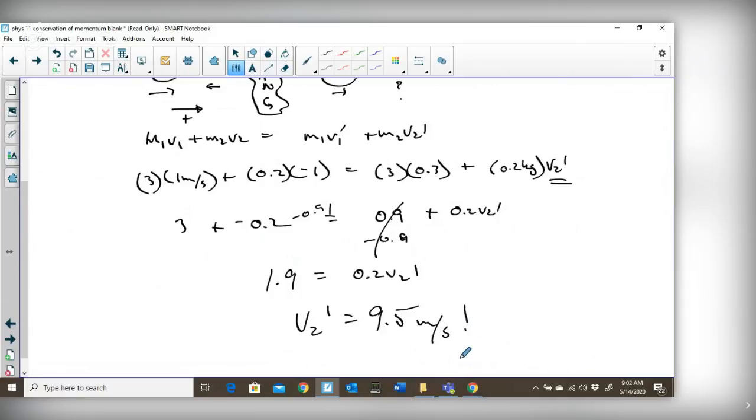How does that compare? 1, -1, 0.3, 9.5. This is like 9.5 times faster than what it was traveling with to begin. Does this really happen? Come on, sir, don't lie to us. Does this really happen? And the idea is yes, it happens.